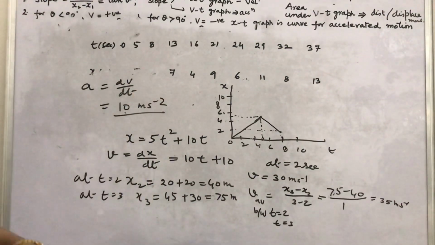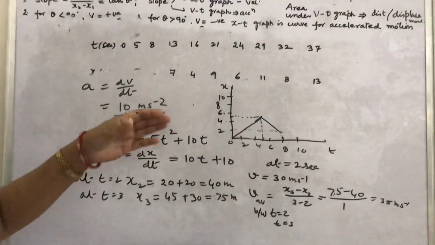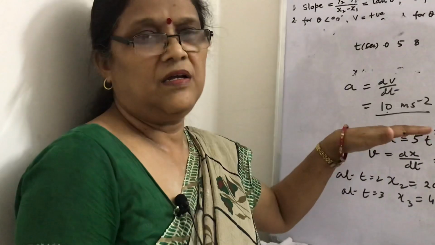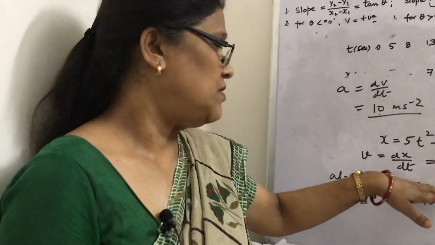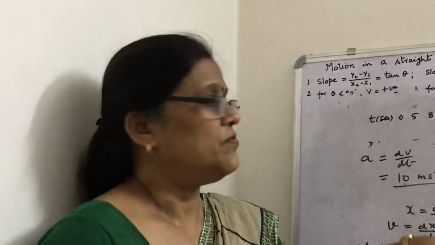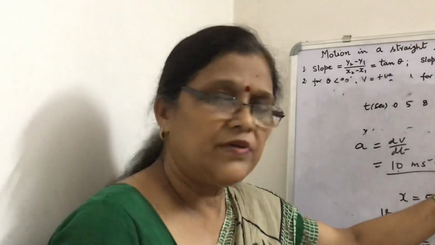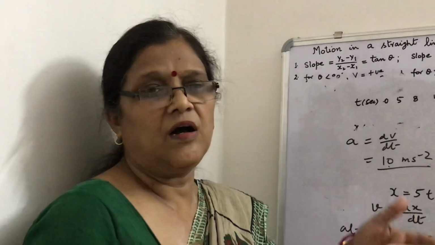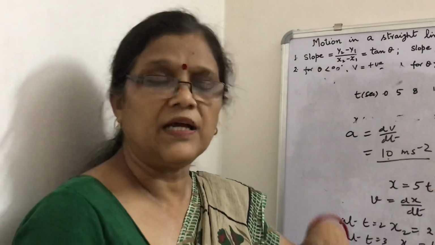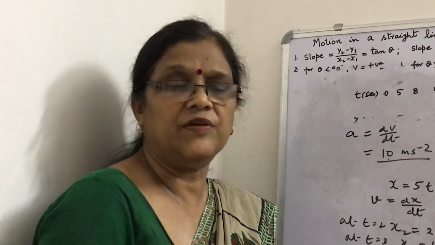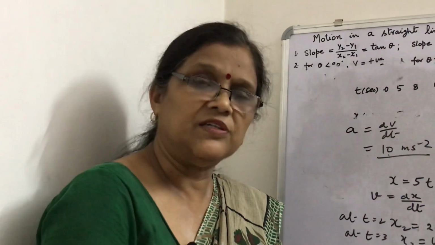Now I hope you have understood how to find the instantaneous velocity, how to find the average velocity, and how to draw the graphs for x-t, v-t and a-t, whatever is given in the question.